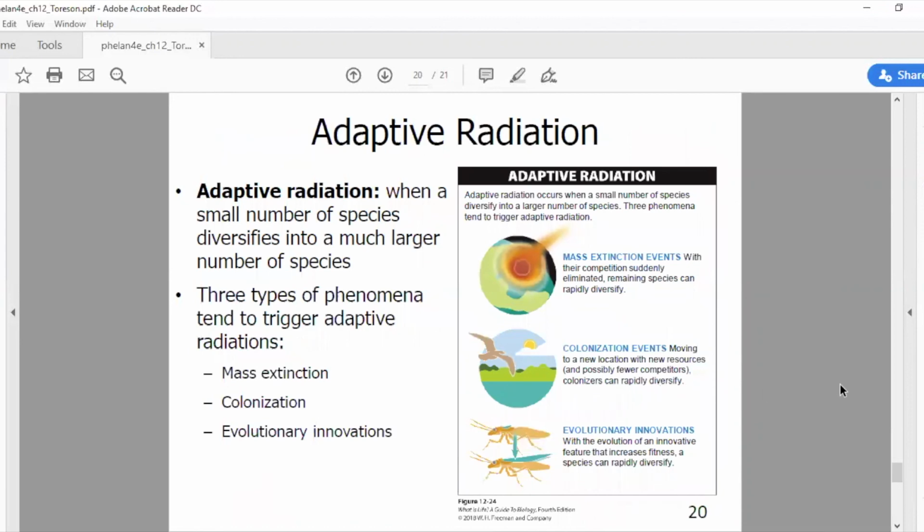Adaptive radiation is a term that describes when a small number of species diversifies into a much larger number of species. Things that trigger these adaptive radiations are mass extinction events, colonization, and innovations in evolution.